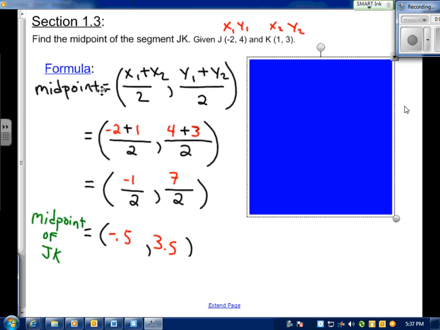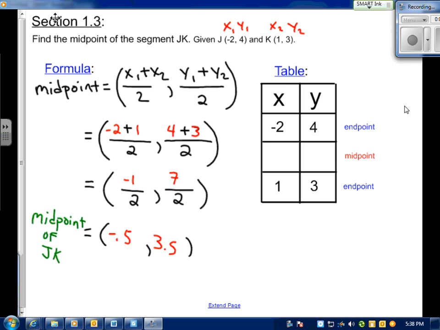The second way to find the midpoint is to look at it in the form of a table. If you look at the table over here on the right side, we just take a standard XY table. And what I did was I took our first endpoint. Now notice how I set this out. Here's endpoint J. We put negative 2 and 4. And then at the bottom, we put the second endpoint, which is K, 1 and 3. They are in the same X columns, and they're in the same Y columns.